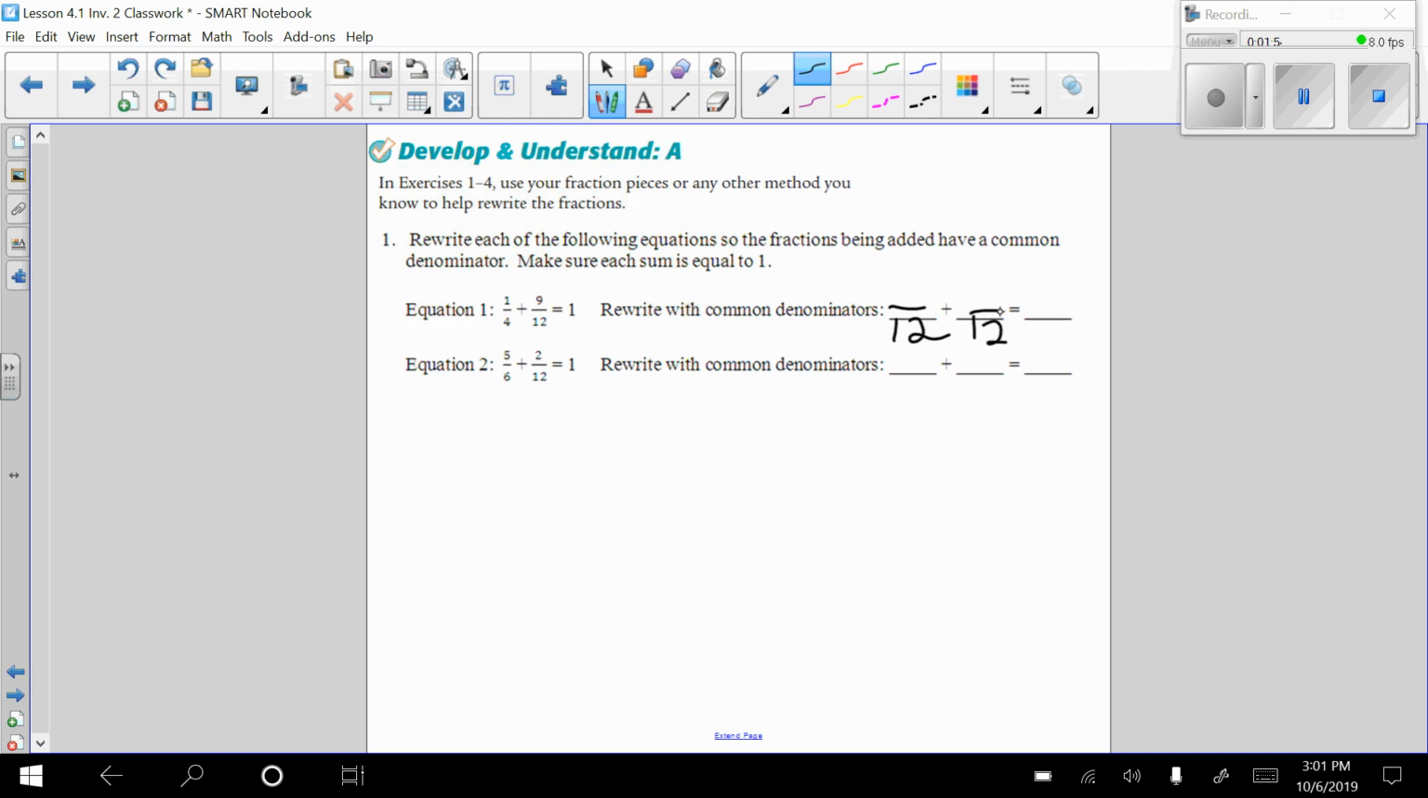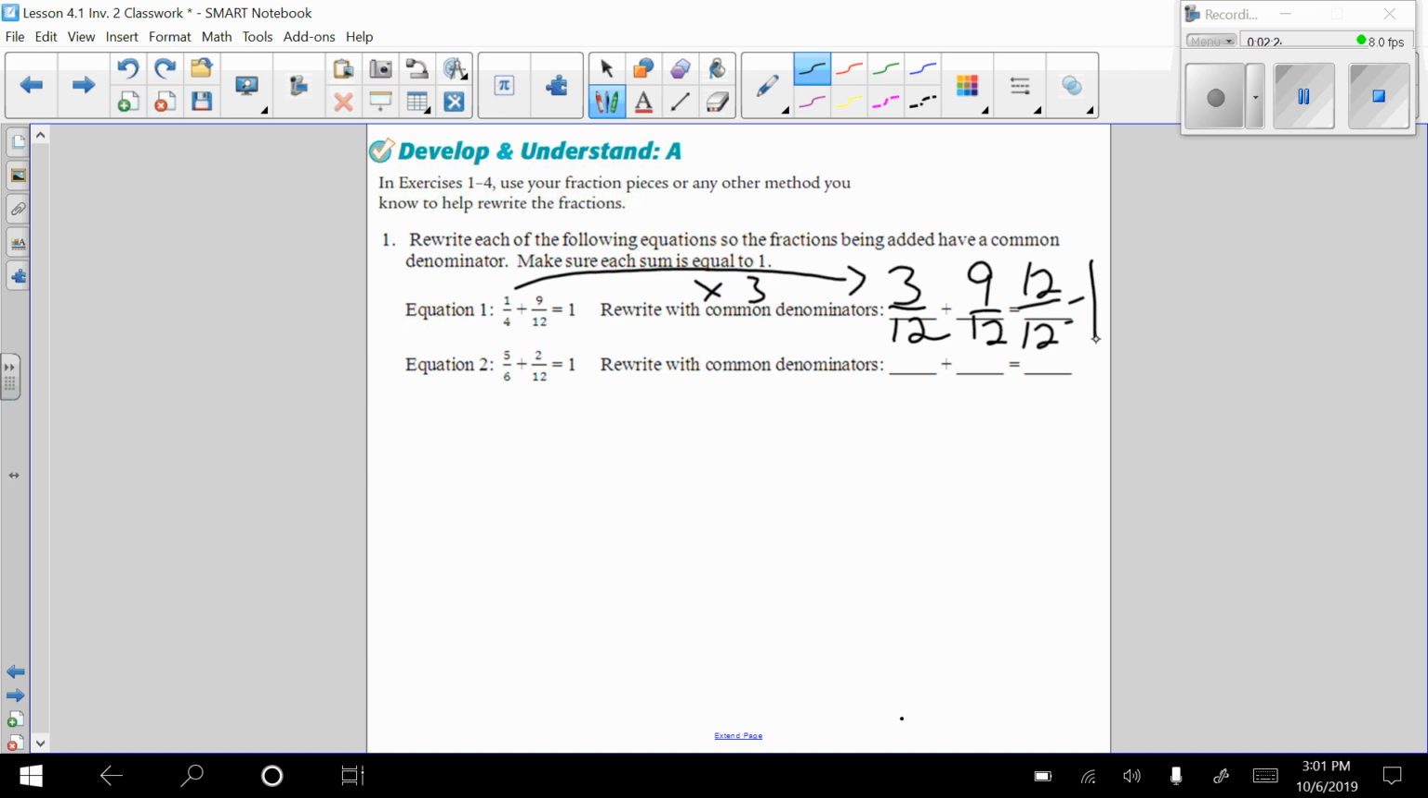And remember, whatever I do to the bottom number to get to 12, I must do to the top. Well, 4 times 3 gives me 12. So in that case, I need to multiply 1 by 3 to find out that's 3/12. 9/12 already has a denominator of 12, so I don't need to do anything except carry it over. 3 plus 9 is 12, and my denominator is 12. So remember, when I have 12 over 12, it equals 1 whole.